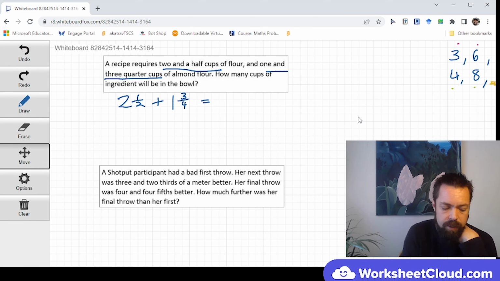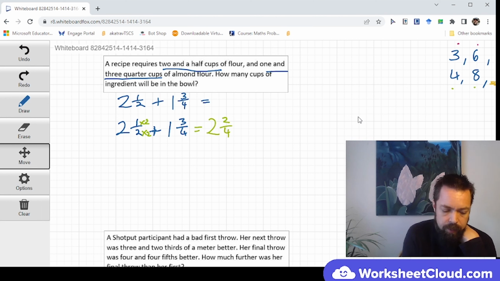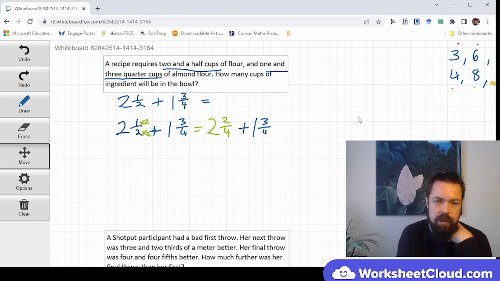We now need to do our workings. So now we can go, all right, well, 2.5 plus 1 3/4. I need to make my denominators the same first. I notice that I can double this one, so that becomes 2 2/4 plus 1 3/4. The second one is still the same fraction. Now we can go to our answer.